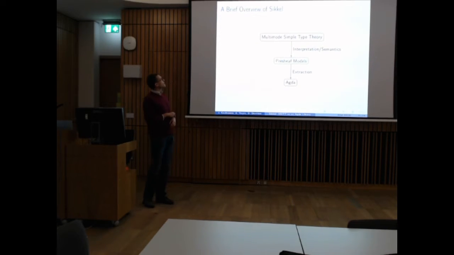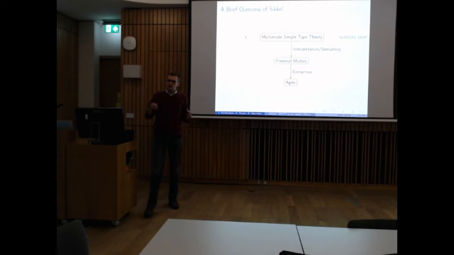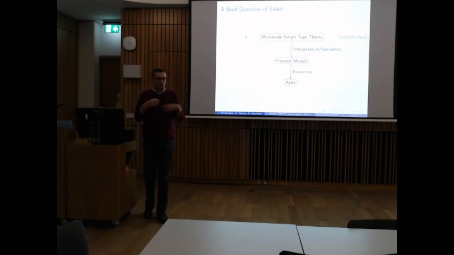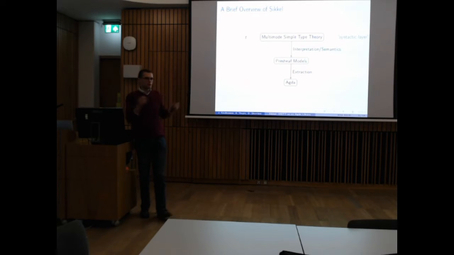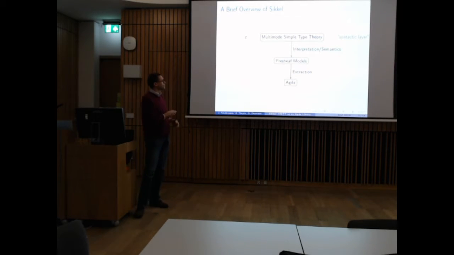So this is a very broad overview of our library. As you can see, it consists of 3 layers. And all of these are implemented in Agda. The first is a syntactic layer. It provides a formalization of what we call multimode simple type theory. At this layer, you can write your programs, and those programs can make use of the new primitives that your extended type theory presents you.